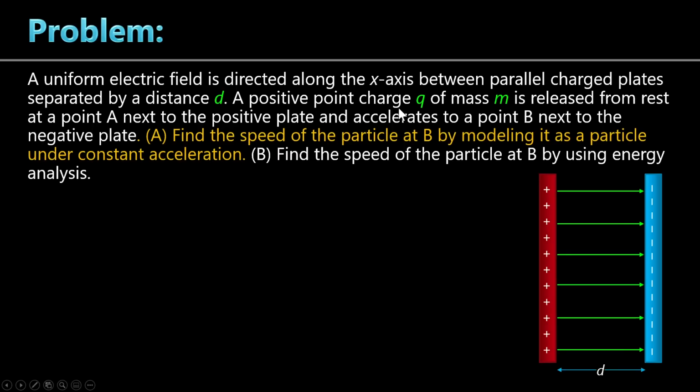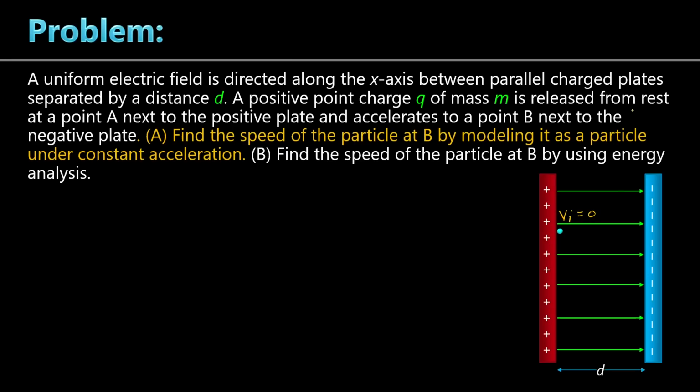A positive point charge Q of mass M is released from rest at a point A next to the positive plate and accelerates to a point B next to the negative plate. So ano itsura nun? Halimbawa, ito yung point A. Sa point A, lagyan natin ng charge na ang magnitude ng charge na taglay niya ay Q, sang-ayon sa problem. Ito daw ay released from rest. So, lagyan natin dito, ang kanyang initial velocity dapat ay 0.